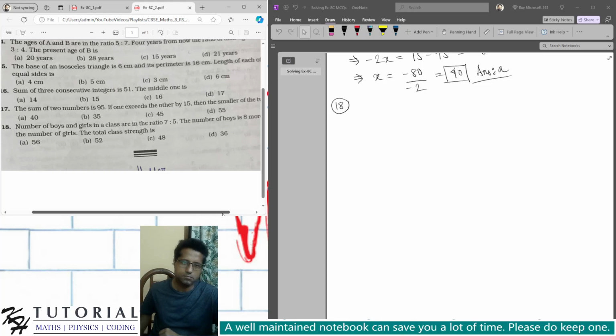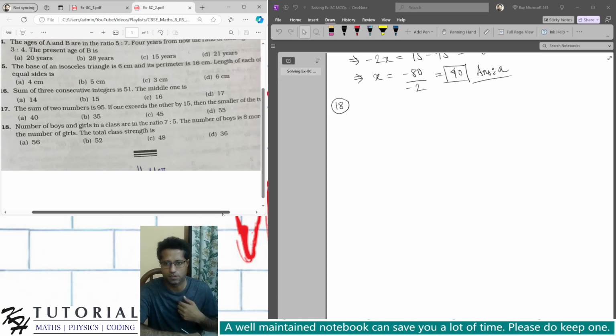Okay. Now you can solve this problem in two ways. The first way is that you can consider the number of boys and girls to be 7x and 5x, and then you will solve using the other information. You will solve x, and then you will know the number of boys and girls, and once you know the number of boys and girls, you can add them up to get the total class strength.